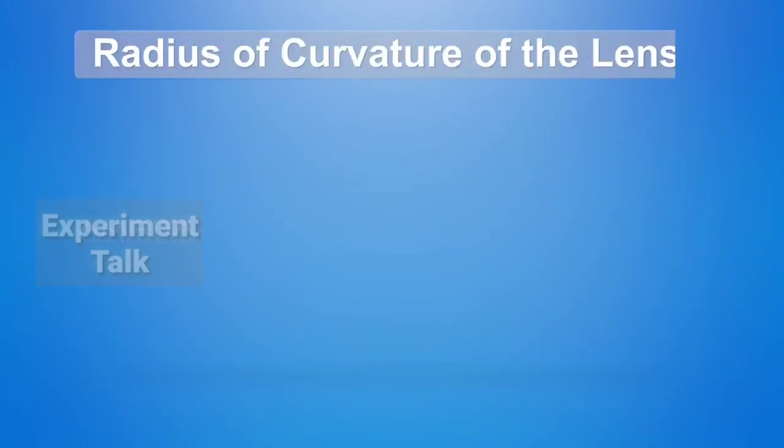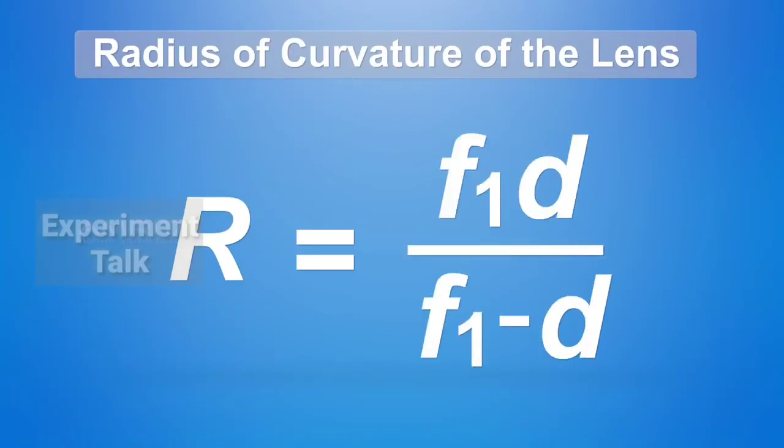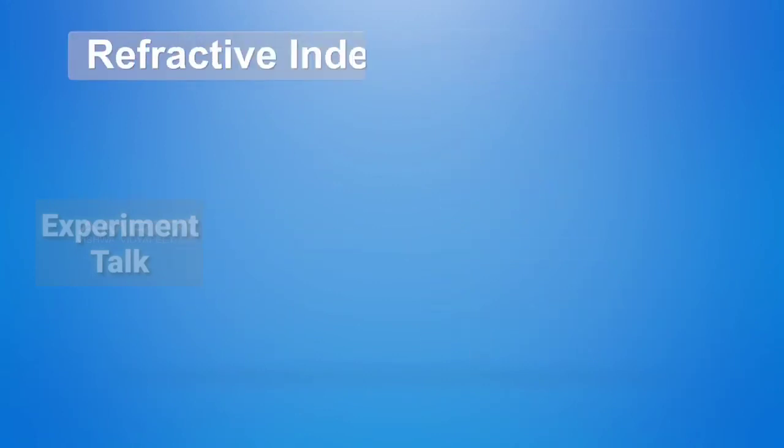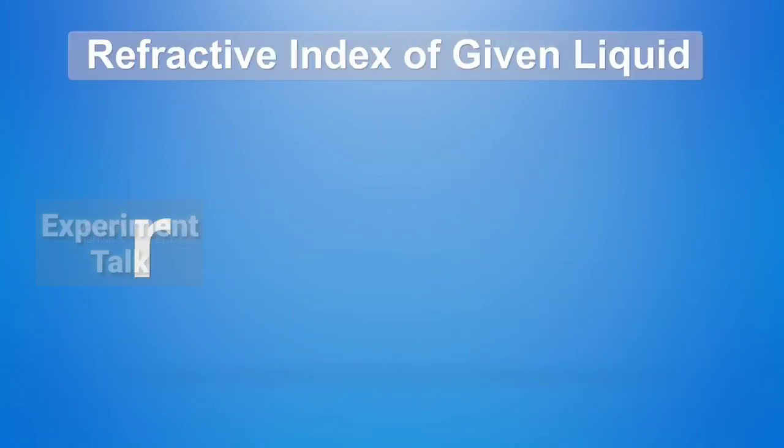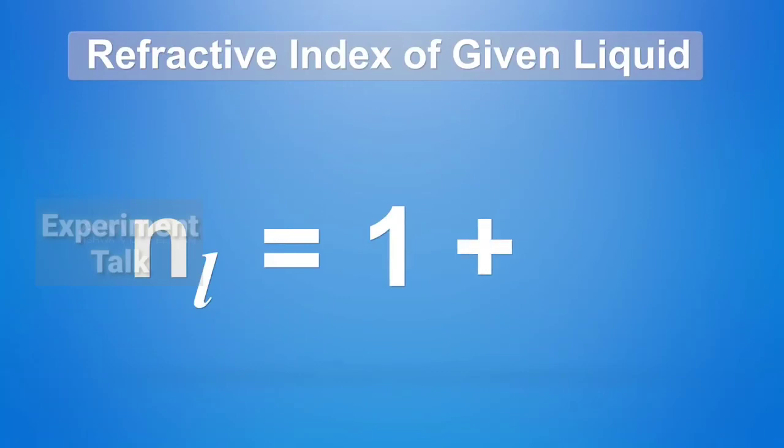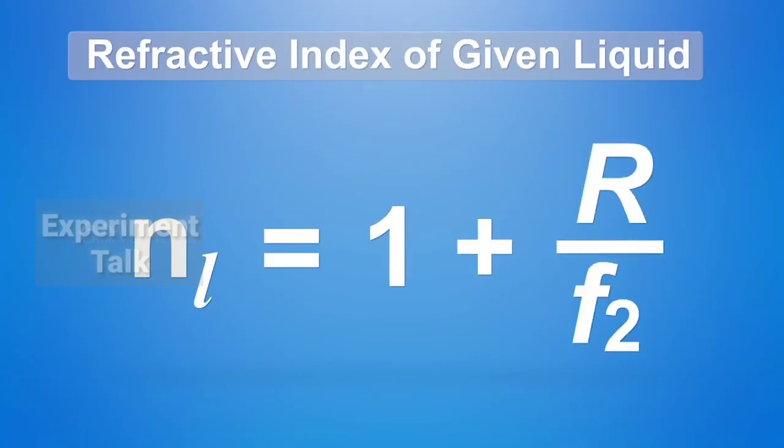Then calculate the radius of curvature of the lens using the formula r = f1 × d / (f1 − d). So the refractive index of the given liquid can be calculated using the formula n_L = 1 + r/f2.